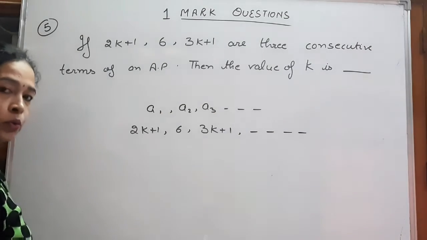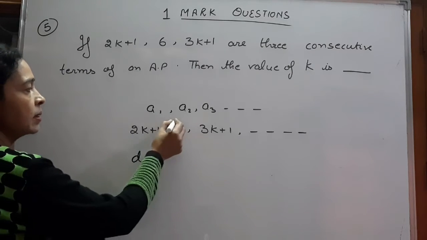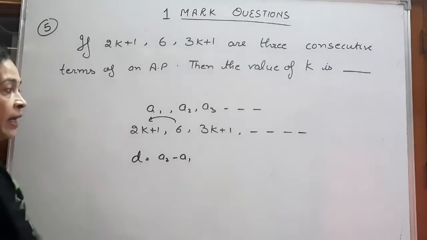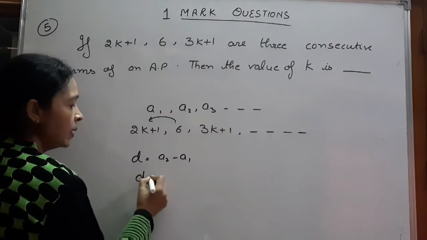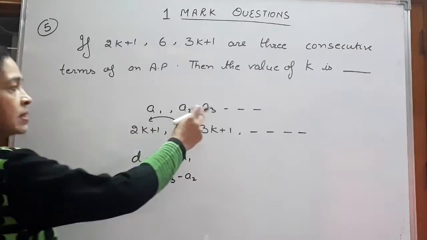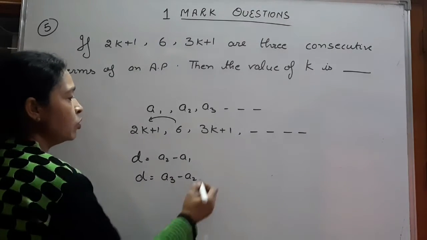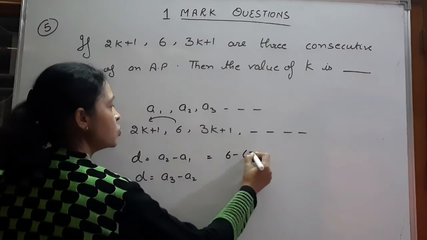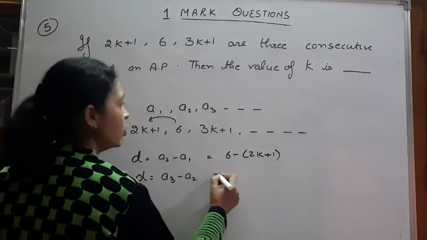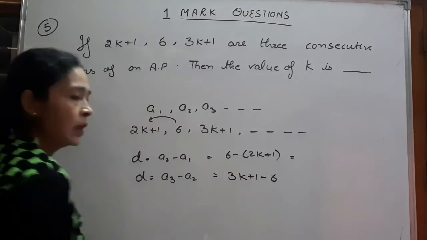In case of AP, you know that the common difference is the same. And how do we find the common difference? A2 minus A1. And if it is an AP, then A3 minus A2 should also be the same. The difference in every term will be the same. Now, what is A2 minus A1? 6 minus 2k plus 1. And A3 minus A2 is 3k plus 1 minus 6.